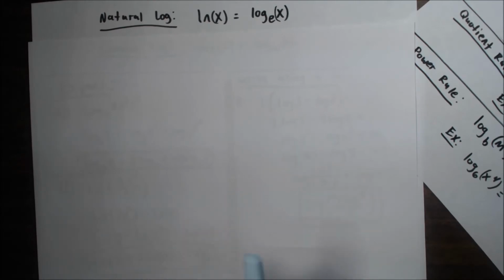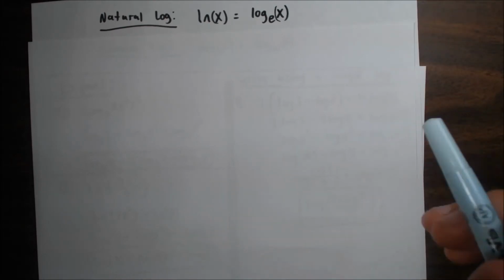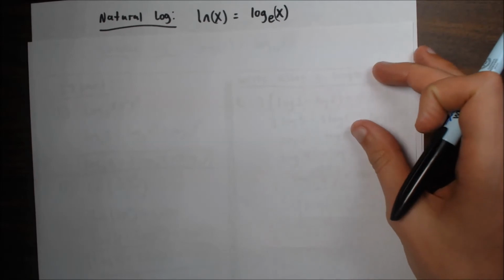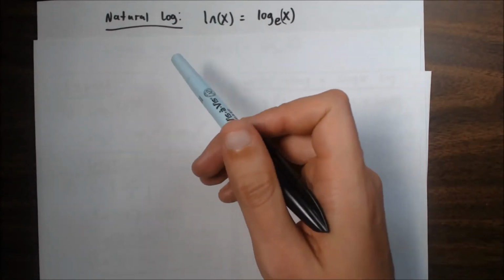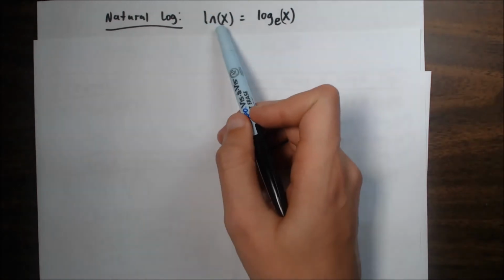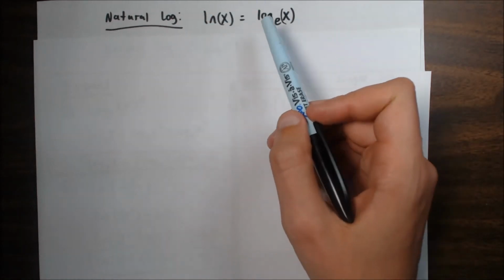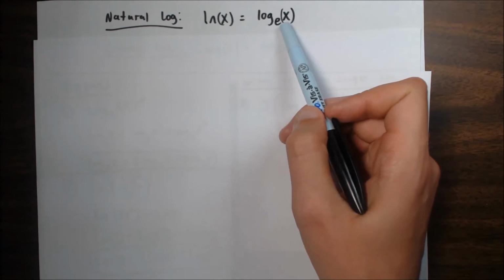A new vocabulary word we need to talk about is a natural log. And the only reason it's coming up now is because we're going to use it in some examples. And kind of like the common log, it's just a special type of logarithm. ln of x really just means log base e of x.